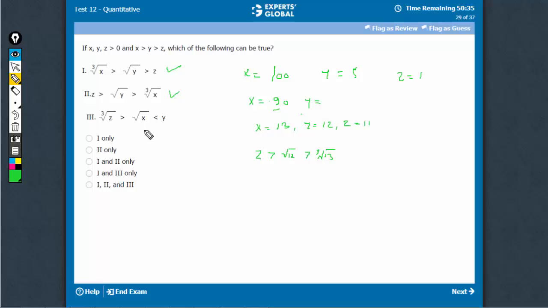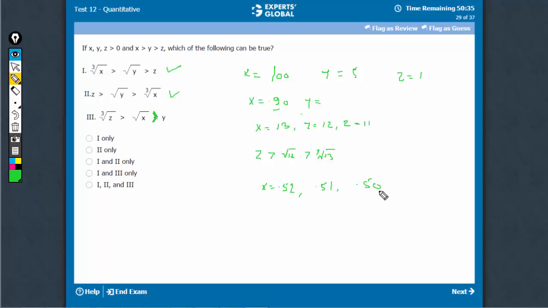Coming to this one, this will work for very close fractional values of x, y and z. For example, x is equal to 0.52. I'm sorry, this is greater than. On the test, when you take it on the software, you will find it greater than. This is a typo. So this is possible for x is equal to 0.52, y is equal to 0.51 and z is equal to 0.50.